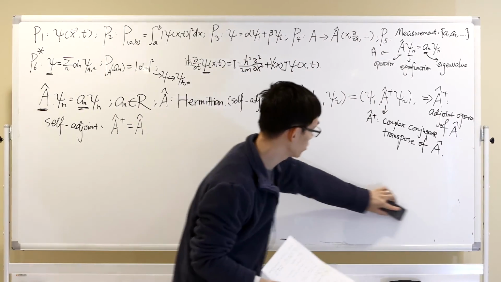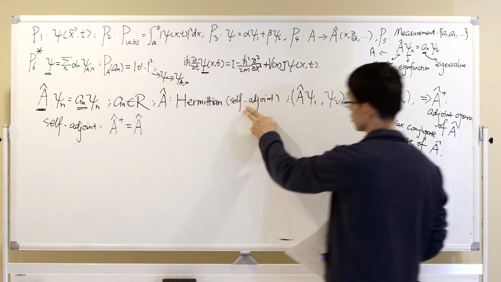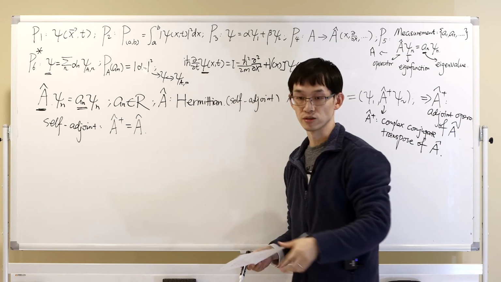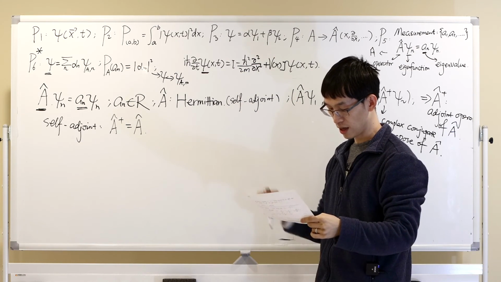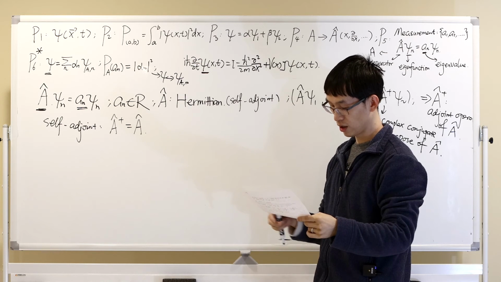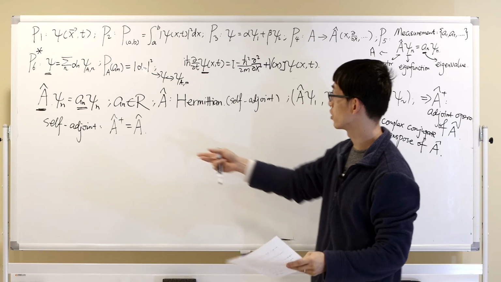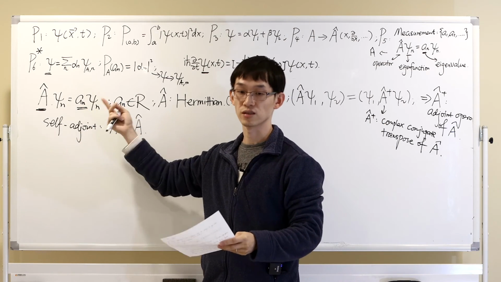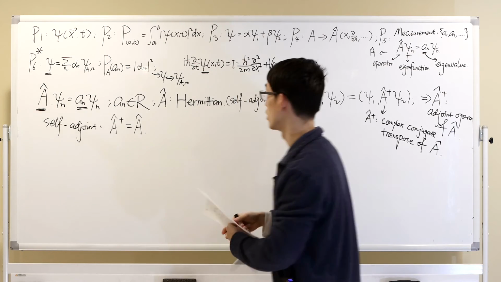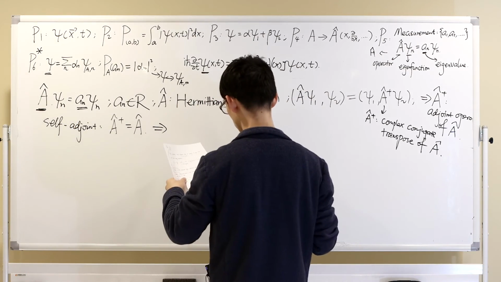Now let's see how this works. In mathematics it's called self-adjoint. In physics it's called Hermitian. Okay, they're the same thing. So now let's quickly see how self-adjoint can lead to a real eigenvalue. All self-adjoint operators have real eigenvalues.